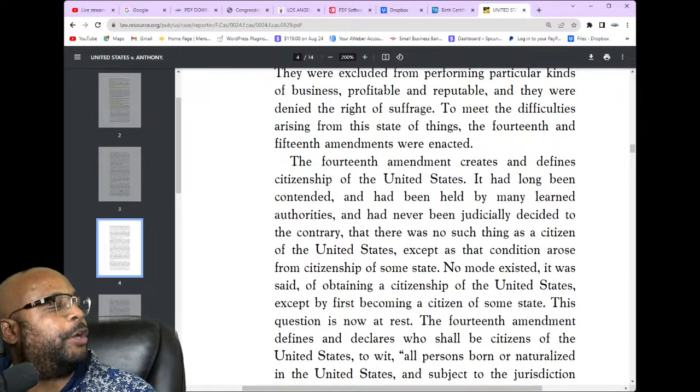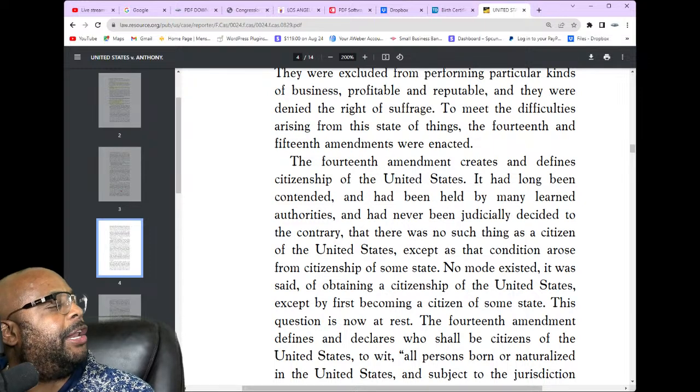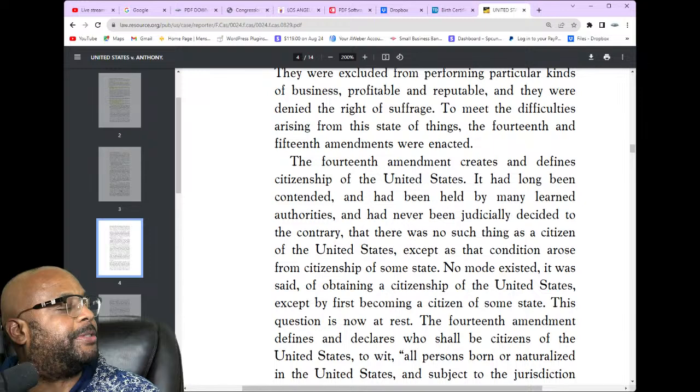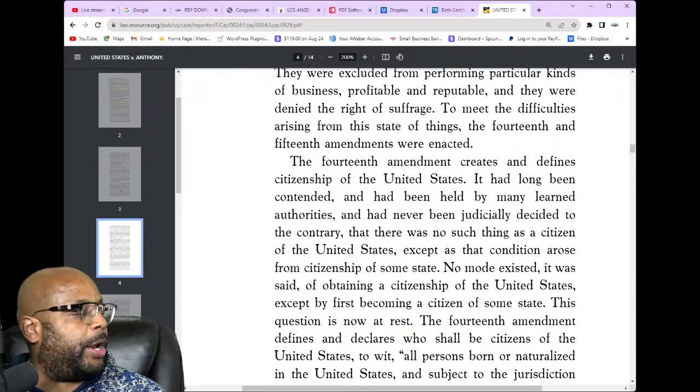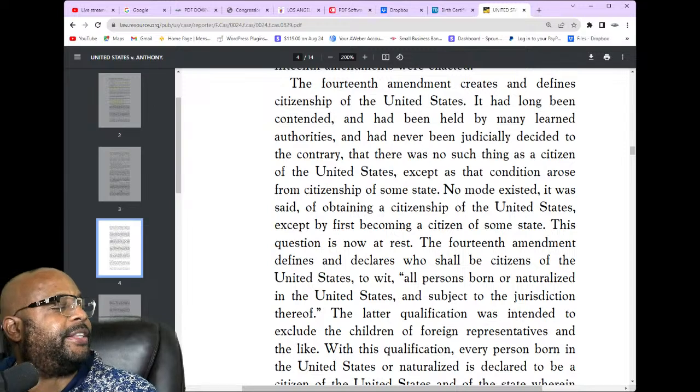It goes on, the 14th Amendment creates and defines citizenship of the United States. It had long been contended and had been held by many learned authorities and had never been judicially decided to the contrary, that there was no such thing as a citizen of the United States, except as that condition arose from citizenship of some state. No mode existed, it was said, of obtaining the citizenship of the United States except by first becoming a citizen of some state. This question is now at rest. The 14th Amendment defines and declares who shall be citizens of the United States.